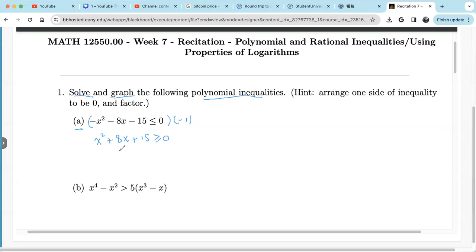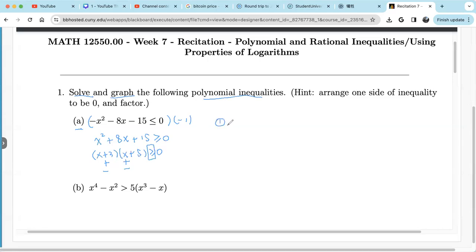Now this one can be factored. But think about the factors of 15: 3 and 5. That adds up to be 8. Right? It can be factored like this. So now because this is greater than or equal to 0, we have 2 scenarios: both positive, times positive, or negative times negative, positive, right?